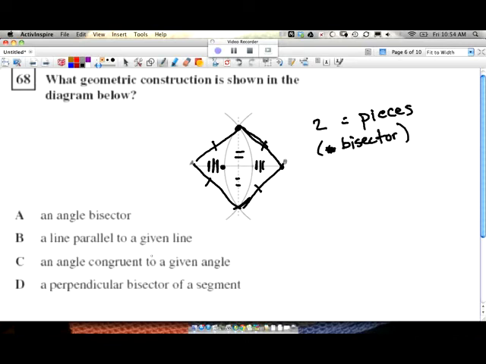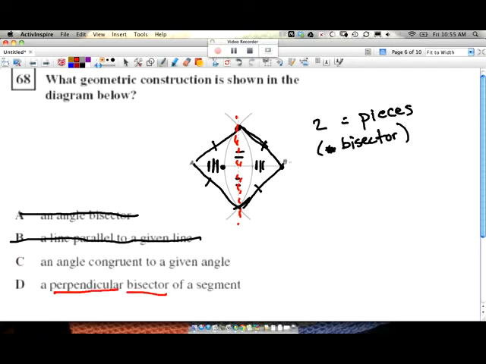So I need to look for something with a bisector. Line parallel? Yeah, right. Angle bisector? Close, but we're not bisecting an angle. We're bisecting a line. So if that said a segment bisector, that would probably be true. An angle congruent to the given angle. Technically, we kind of did, but that's not really what it was going for. It was going for this dotted line down the middle. I'm going to color here in red, so that's the line it was going for. So that one I think is out too.